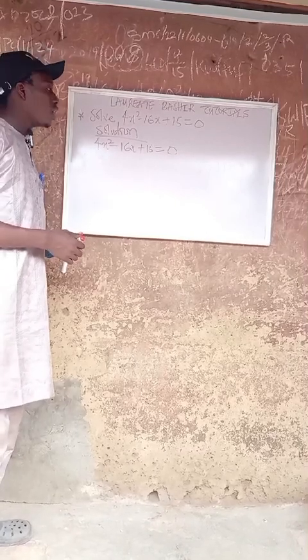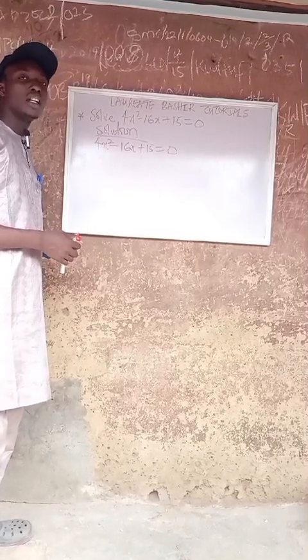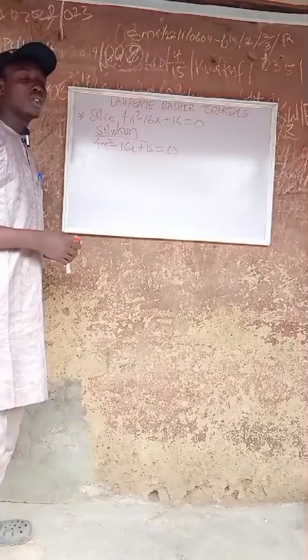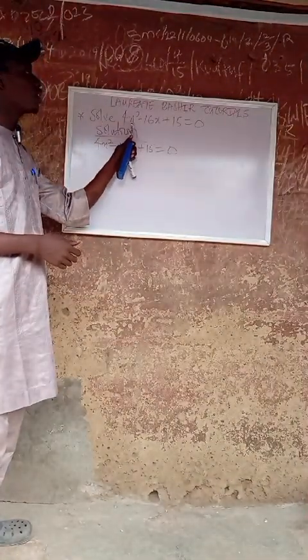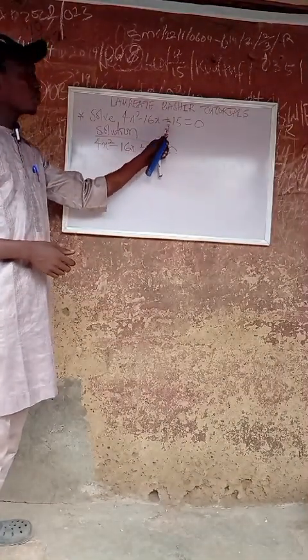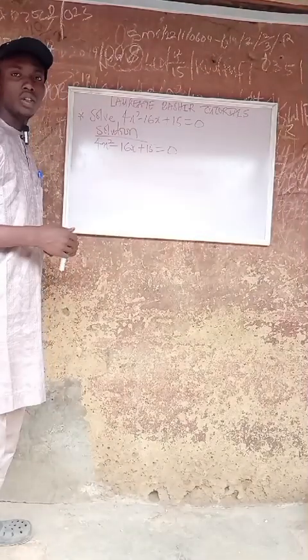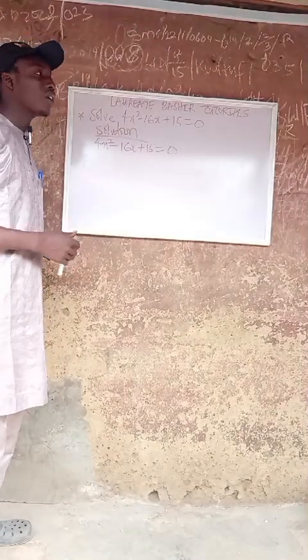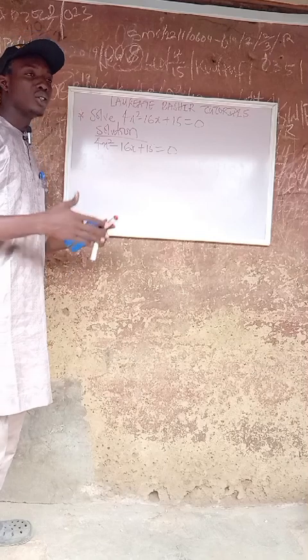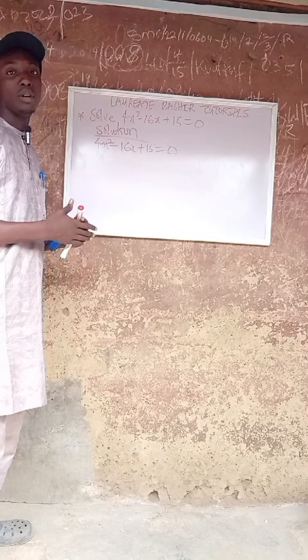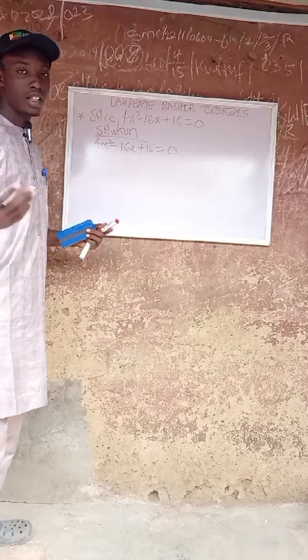Good day viewers, you are highly welcome to another session of the tutorial, and today we have quadratic equation. They say solve 4x squared minus 16x plus 15 equals to 0. So in quadratic equation you can use the factorization method, completing the square method, formula method, or even the graphical method, as the case may be.